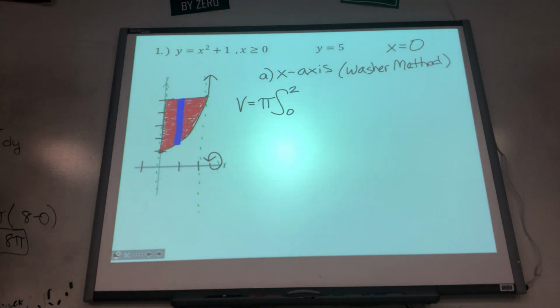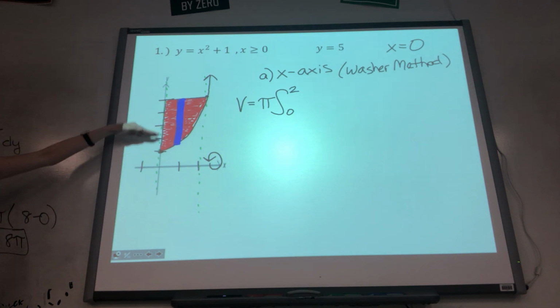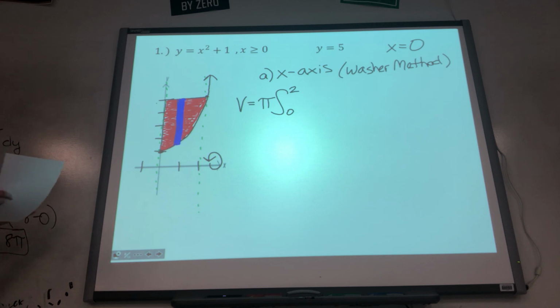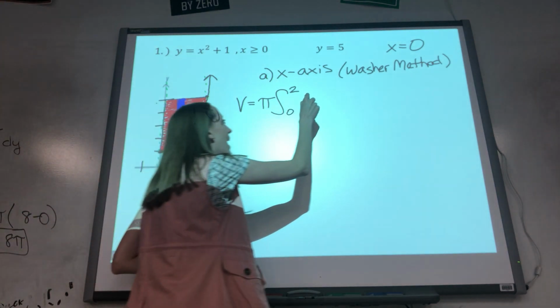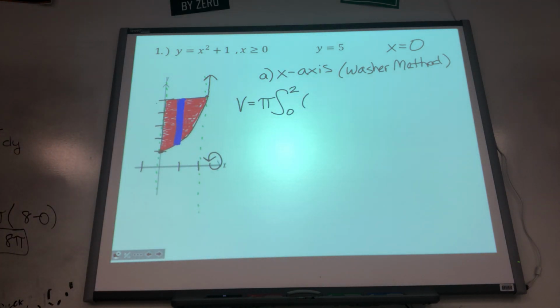I'll go ahead and tell you on part B, when we go around the y-axis, the upper and lower bounds are going to be right here, 1 to 5, because it's going to be with respect to y instead of x. Okay, now I need to fill in the f of x and the g of x part.